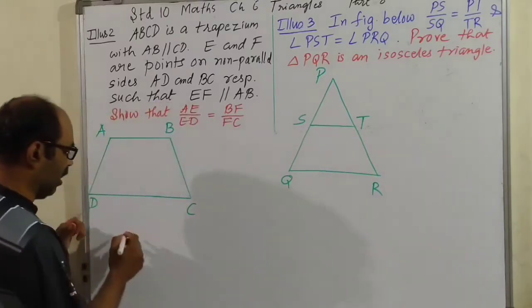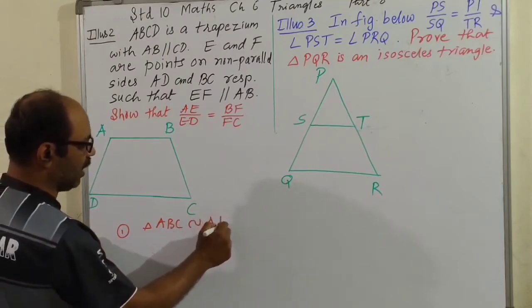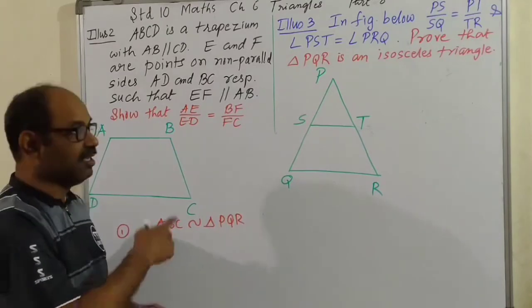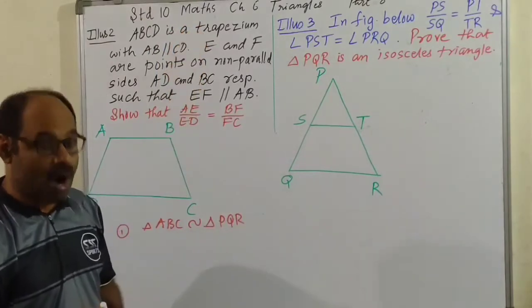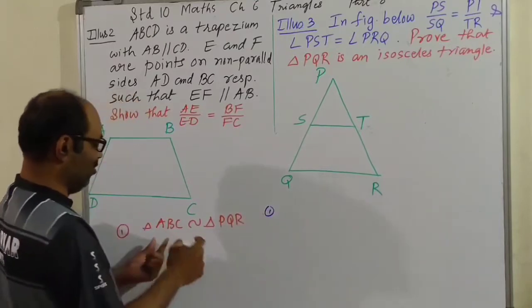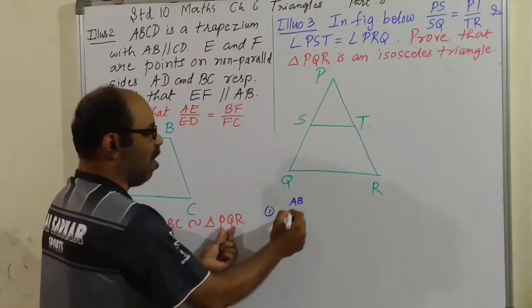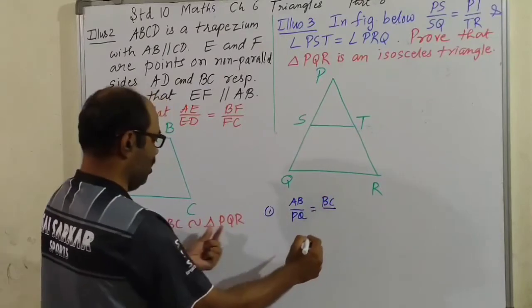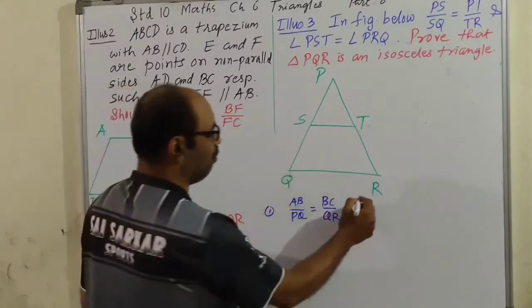Children, here is the situation. Triangle ABC is similar to triangle PQR. This is the condition, what we have in the data. Then what result do we get here? Result 1: corresponding sides are in proportion. AB upon PQ is equal to BC upon QR is equal to AC upon PR.